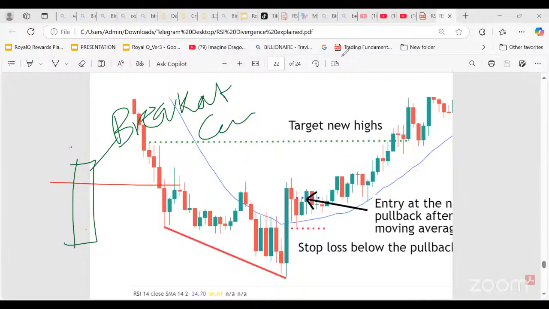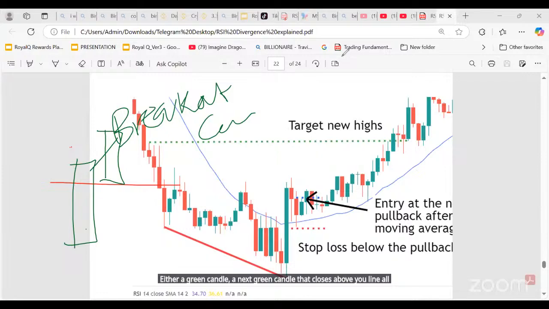But before you enter any coin, wait for either a next green candle that closes above your line, or a red candle that tests your line and closes above, like this one. It starts, then it closes above your line. That becomes a confirmation candle. For example, let me give an example so that people understand. Look here.